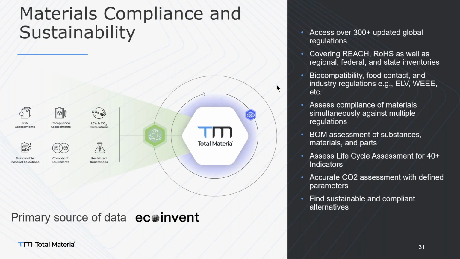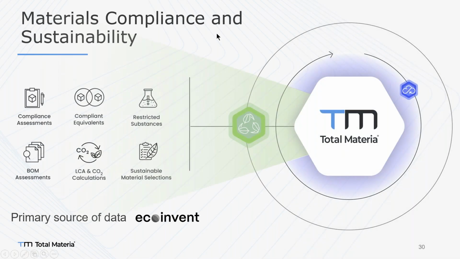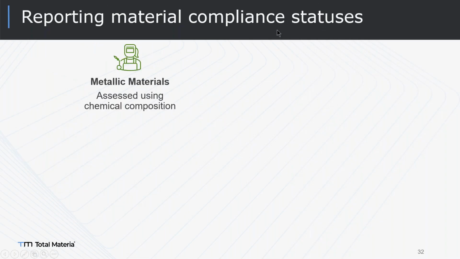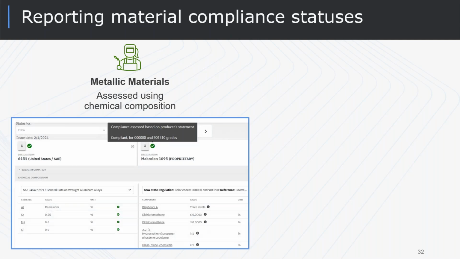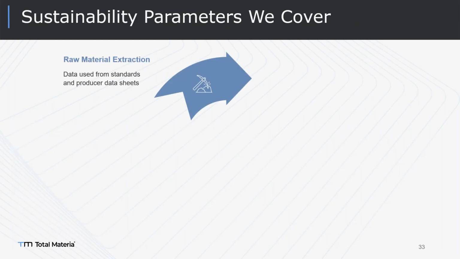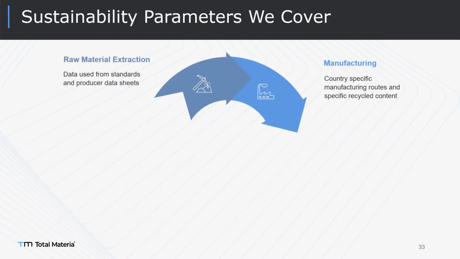life cycle assessment with our 40 different indicators, accurate carbon footprint assessment with defined parameters, and finding sustainable and compliant alternatives. Green Line gives you a huge opportunity to select all this and gives you some estimations and very accurate results about your carbon footprint. Metallic materials and non-metallic materials, of course. If your sustainability departments would like to see this, we are here to help, and I will let you test Green Line.